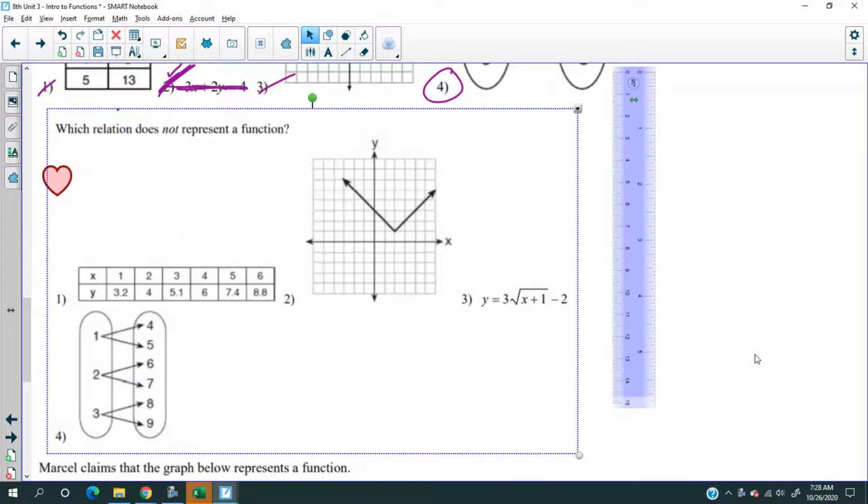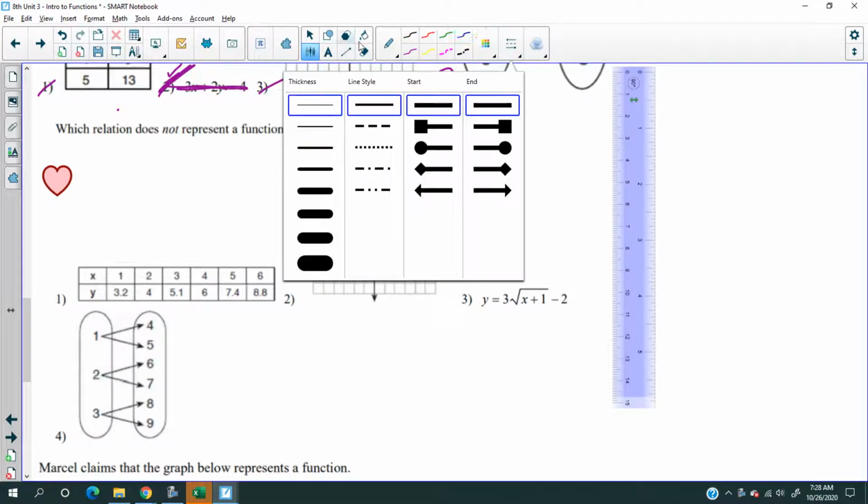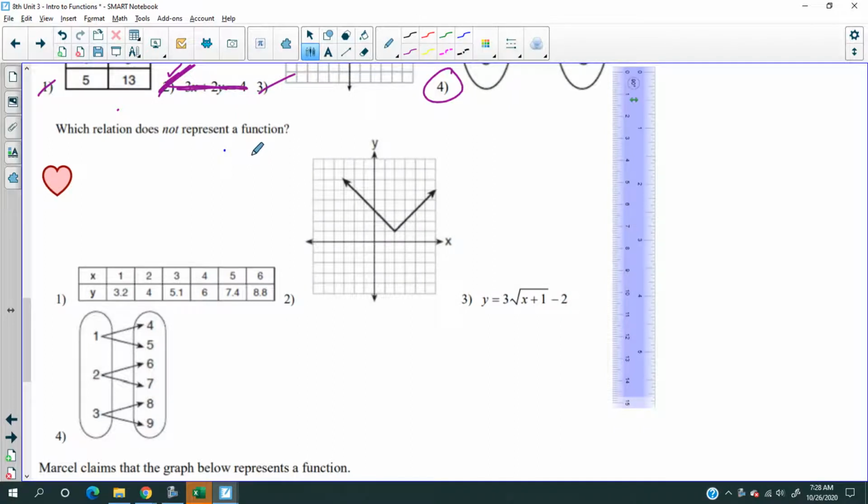So here it says, which relation does not represent a function, right? So again, relation is just an umbrella term for the relationship between any two sets of data, so to speak. So which one is not a function? Well, look at choice one, right? 1, 2, 3, 4, 5, 6, nothing repeats, so it's a function. This next one passes the vertical line test, so that's a function. This is a square root, so square root functions are functions.